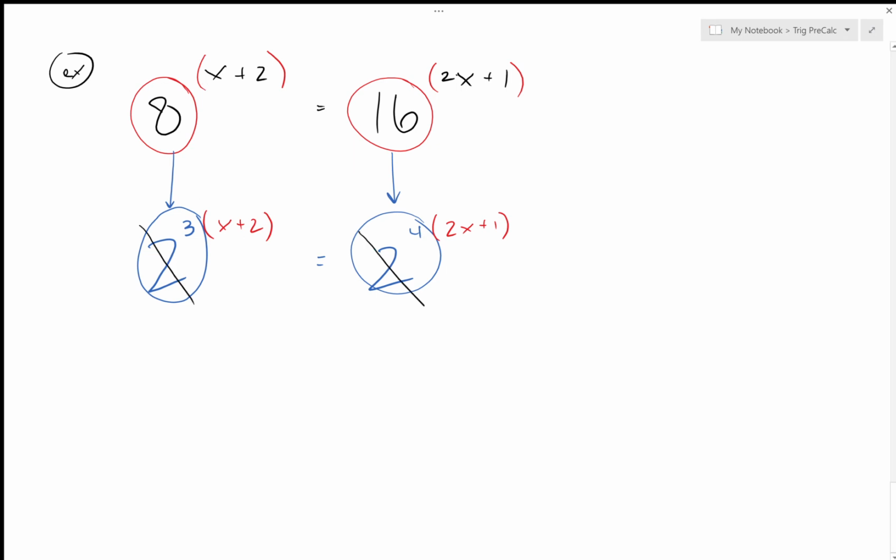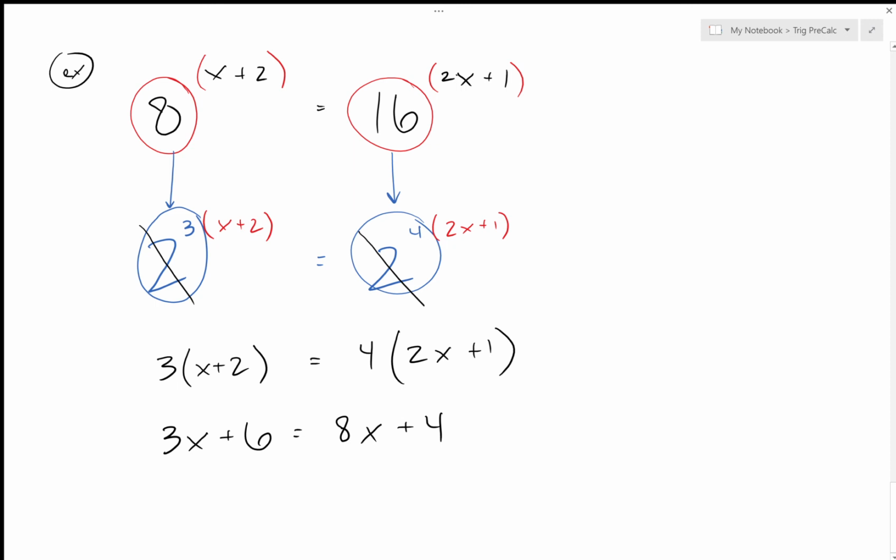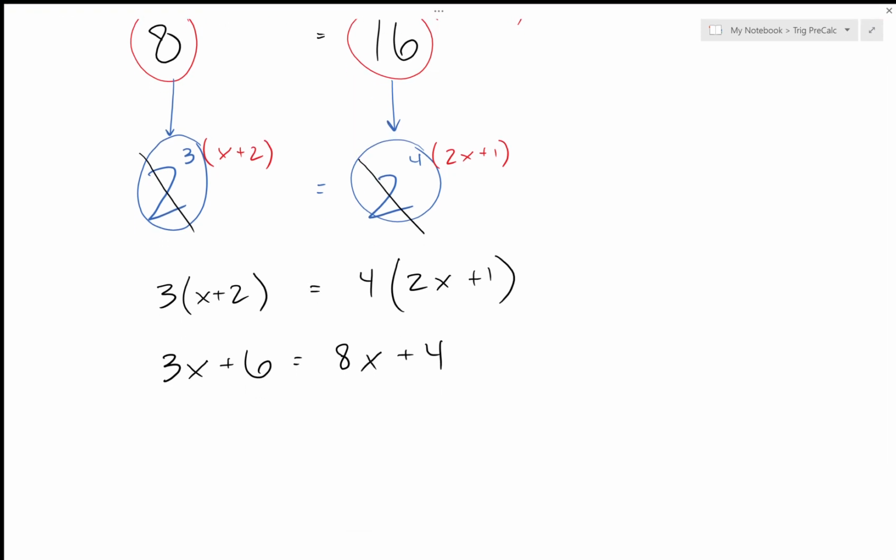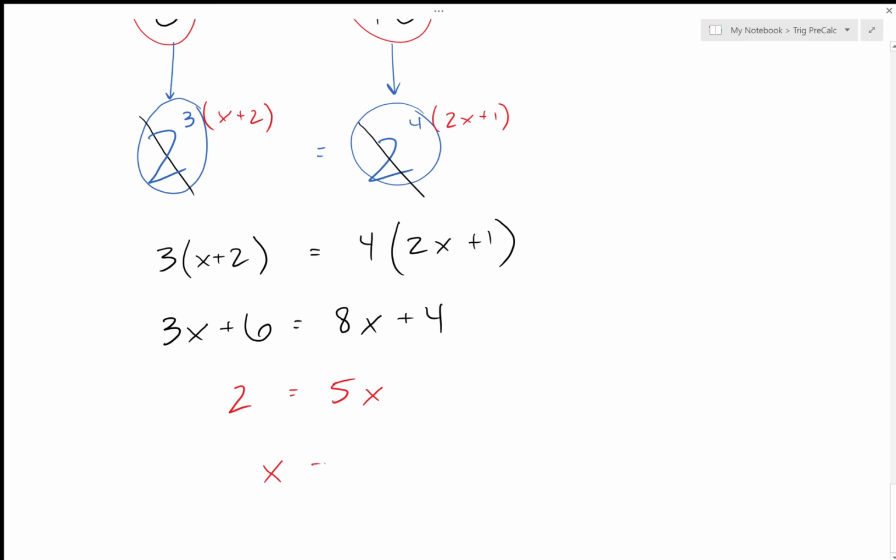And now let's keep the exponent. So we have 3 times x plus 2 equals 4 times 2x plus 1. And now this is a very solvable equation for us. Distributing it out, 3x plus 6 equals 8x plus 4. And then rearrange everything, and we know how to go from here. So 2 over here, 5x over here, or x equals 2/5.